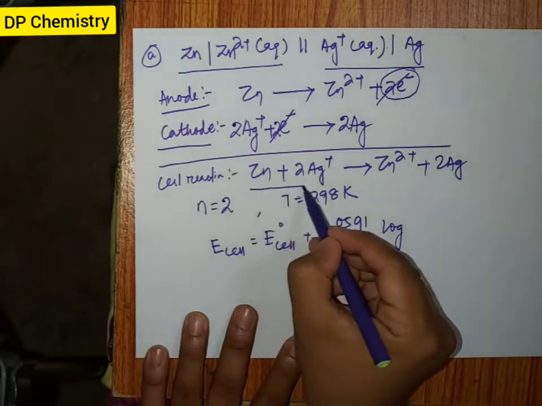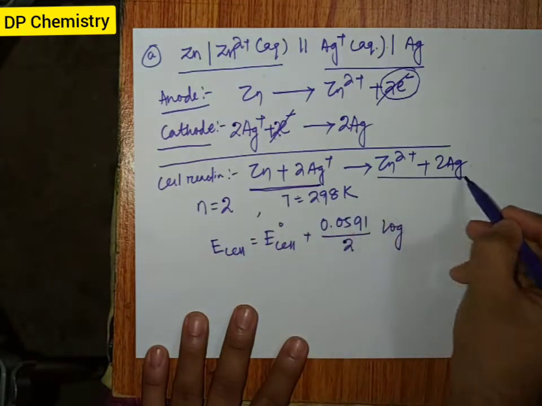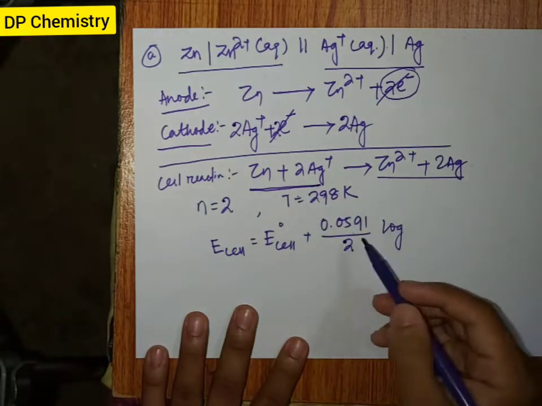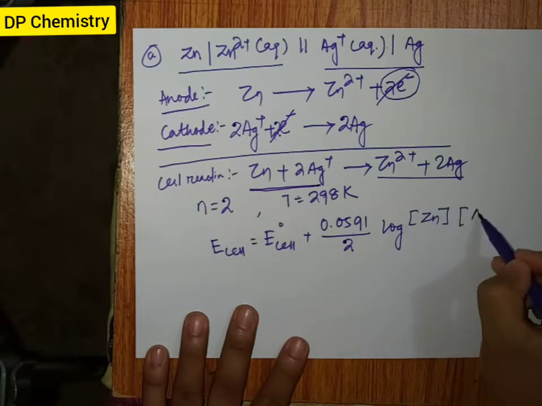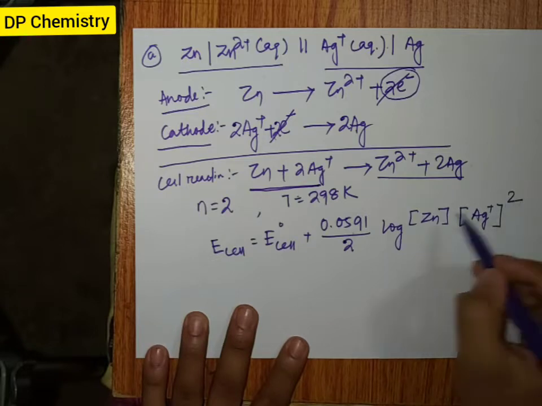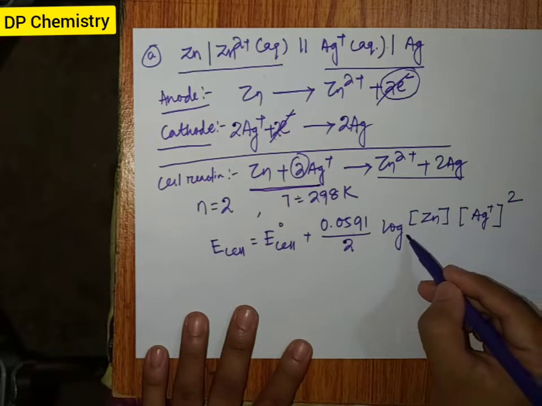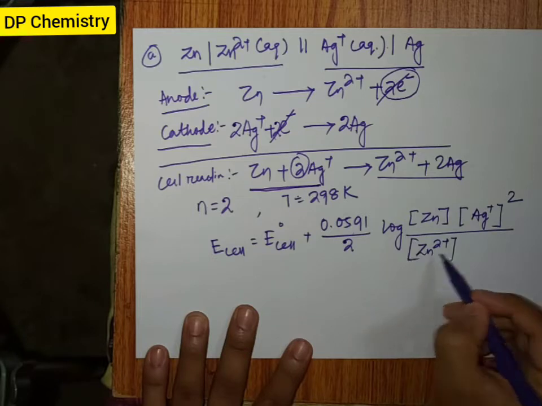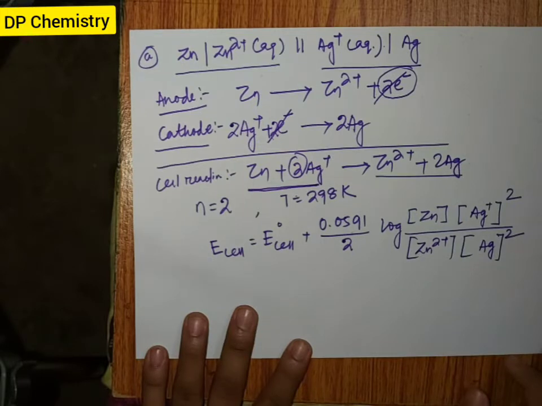So this is the concentration term, this is the reactant, and these are the products. So I have to write it down. The concentration of reactant, that is the concentration of Zn and the concentration of Ag+ raised to the power 2, because the coefficient is 2, right? It will be raised as the power, divided by the concentration of Zn2+ into the concentration of Ag raised to the power 2. Okay, so this will be the equation.